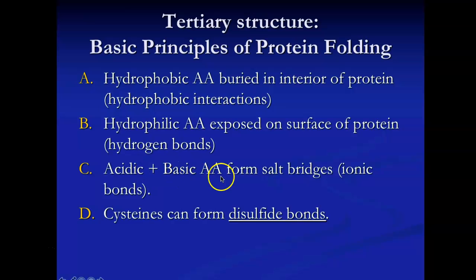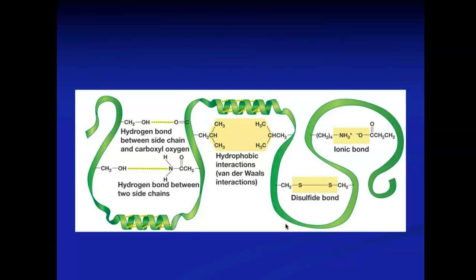Acids and bases are going to form salt bridges, and then cysteines are going to form covalent bonds between the sulfurs. Let me show you a picture of this. So if you want to write those down, push pause to write them. All right, here we go.